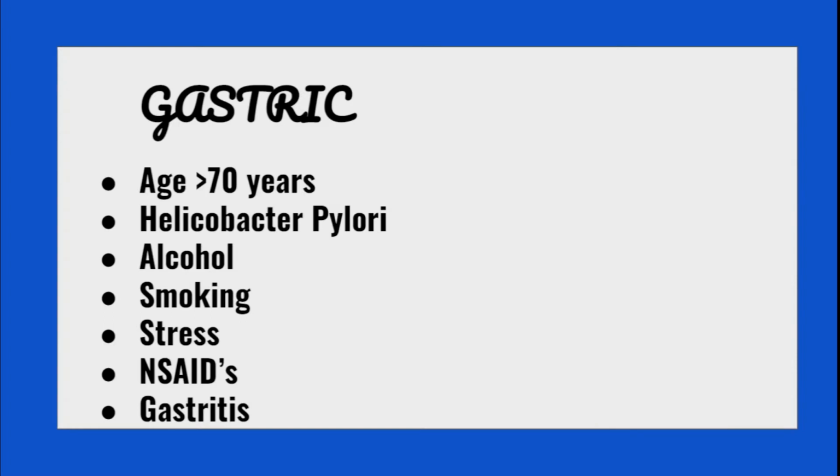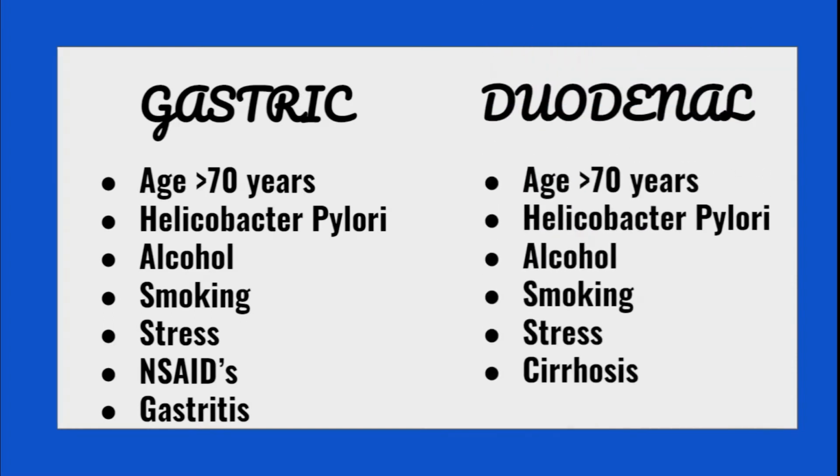So continuous intake of NSAIDs can also lead to ulcer. The etiological factors for duodenal ulcer are the same as those of gastric ulcer, with differences in only two points. Age, Helicobacter pylori, alcohol, smoking and stress are the same for gastric and duodenal. The only difference is cirrhosis and gastritis. So if you learn the etiological factors for a gastric ulcer, it is the same for duodenal ulcer, with only a point difference.